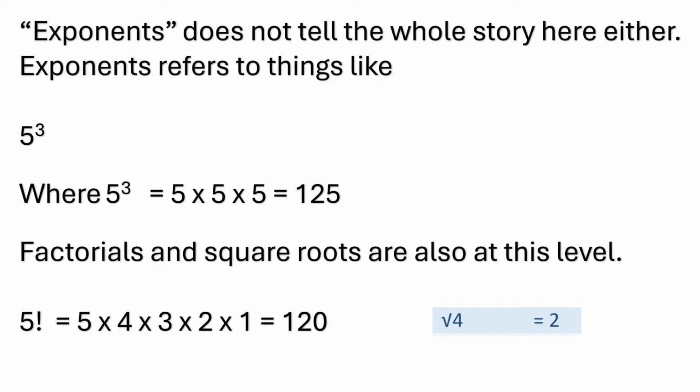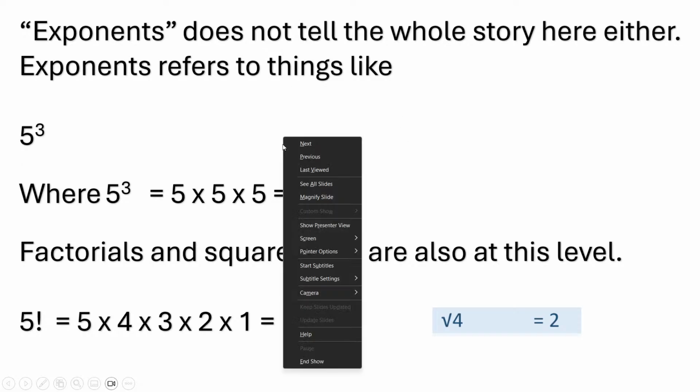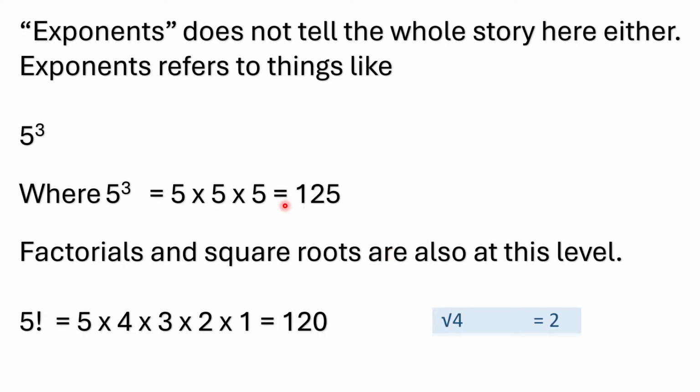5 to the third power is the same as 5 times 5 times 5, which is equal to 125. But other things that are shorthand for repeated multiplication would be factorials and square roots. Like 5 factorial. You'll see these problems a lot on Facebook, where they put an exclamation mark after a number. It's not an excited number. The 5 with an exclamation mark does not mean that the 5 is excited.